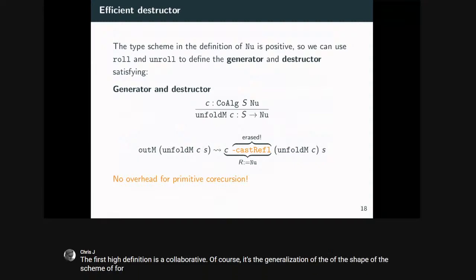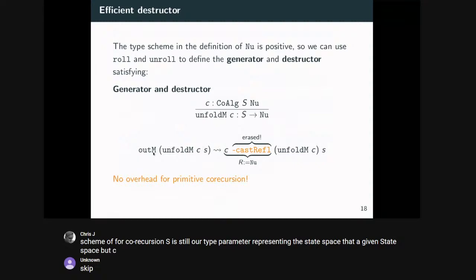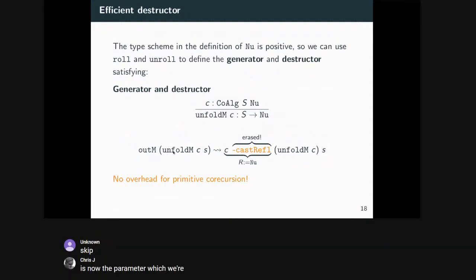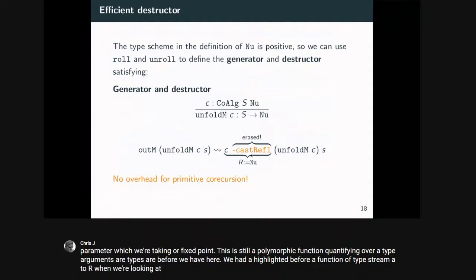typing and computation rules. In particular, in the computation rule, if I make an observation out on the stream generated by unfold M with C and S, I take my coalgebra C, instantiate the type argument R to nu. My obligation is now that I must provide a proof that nu is included into itself. And of course, this is easy because, by an easy lemma, every type is included into itself, followed by the handle for making co-recursive calls and the given state.